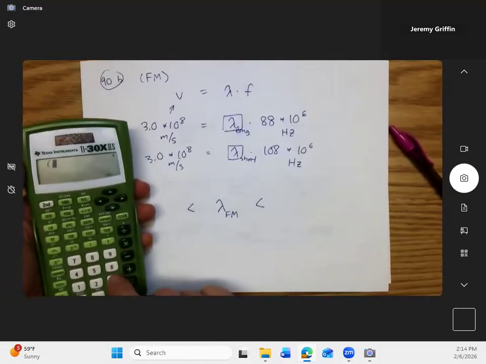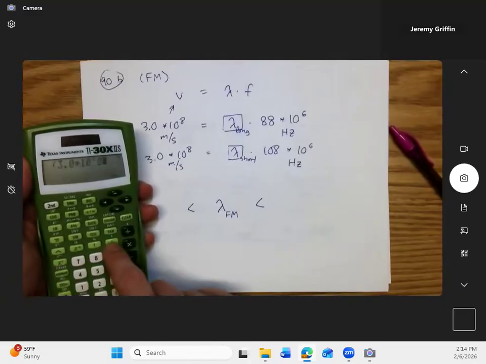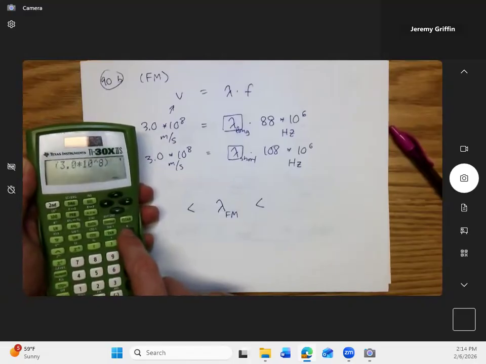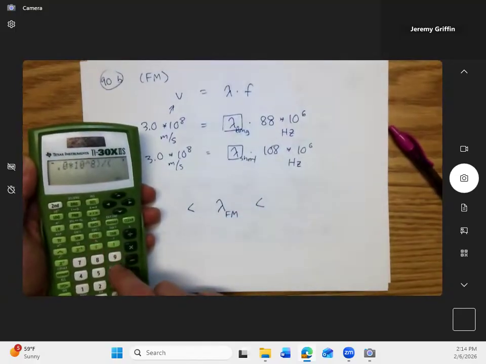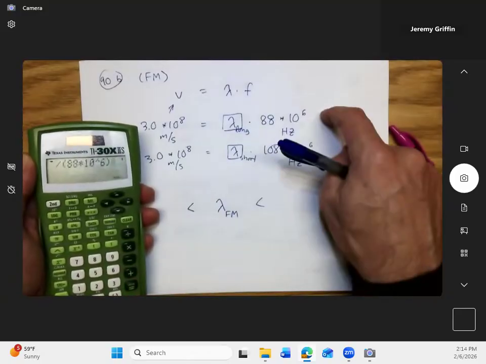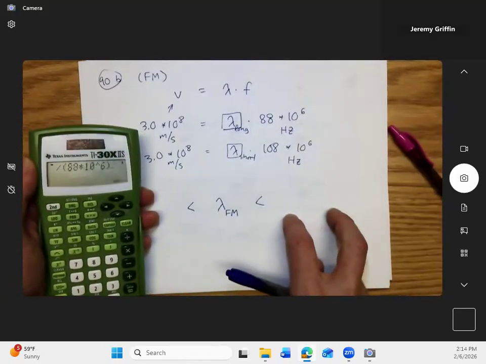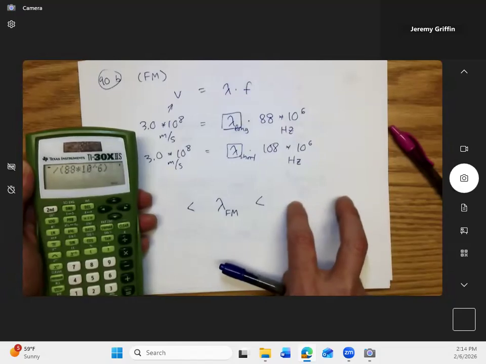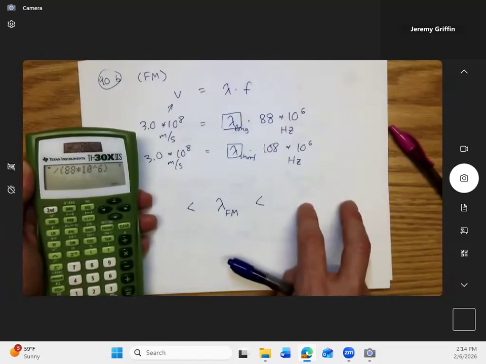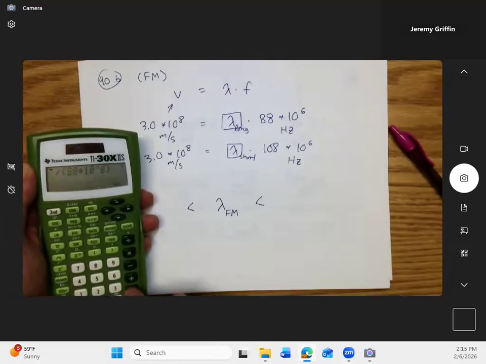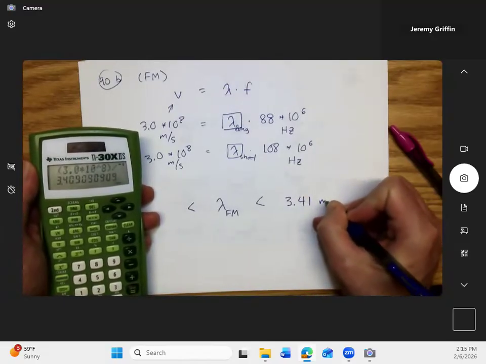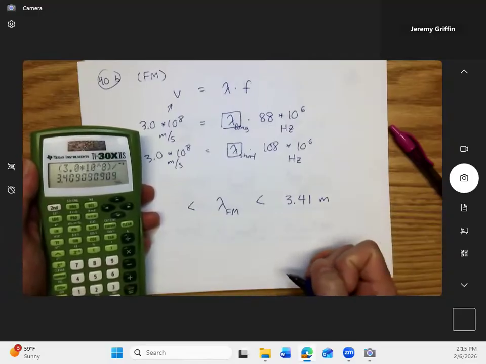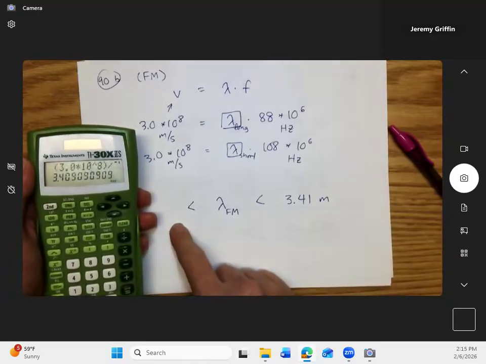Type in the speed of light, 3 times 10 to the 8, close parenthesis, and then divide over the frequency. So open parenthesis, 88 times 10 to the 6. This should be the long wavelength, so I'll put that right here. What are you guys getting for the long end of the wavelength? 3.41 meters. Well, that's way shorter than the AM waves. I wonder how short they can go.